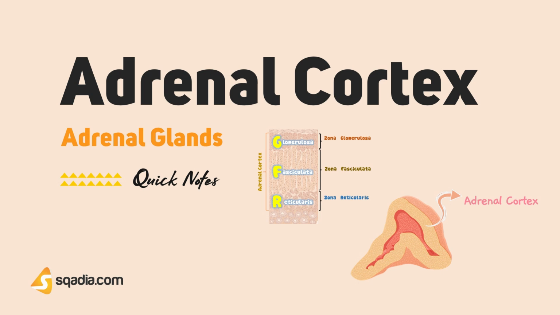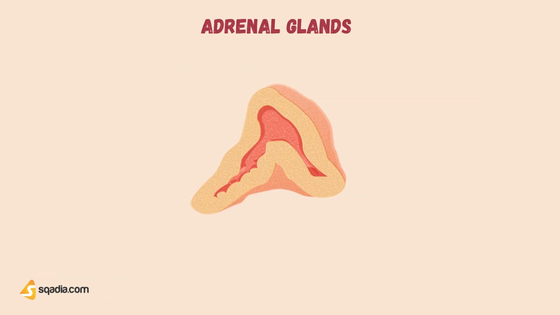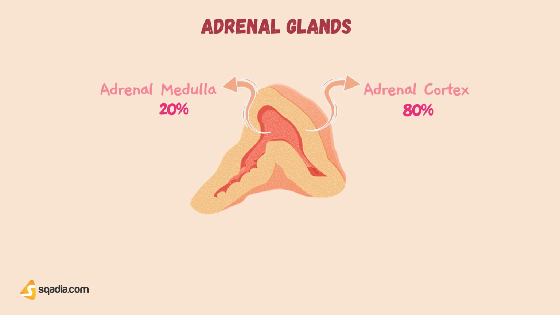Adrenal glands consist of two distinct parts. A central part, called adrenal medulla, that accounts for about 20% of the gland. An outer part, that accounts for approximately 80% of the gland, adrenal cortex. Our focus here is the outer part.